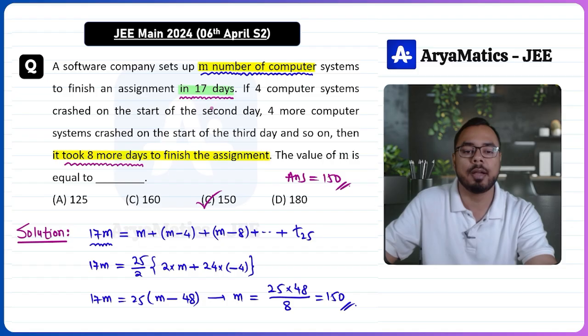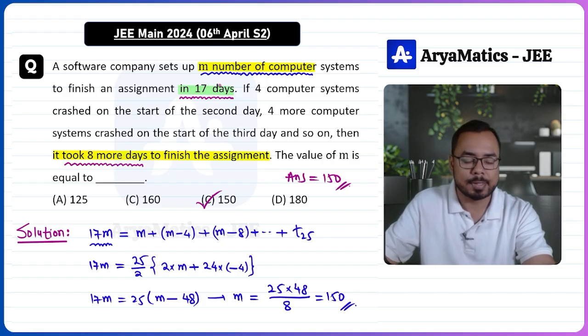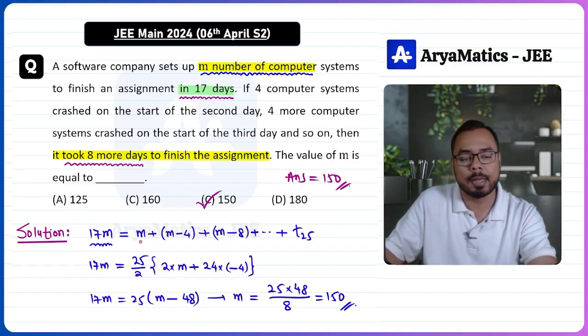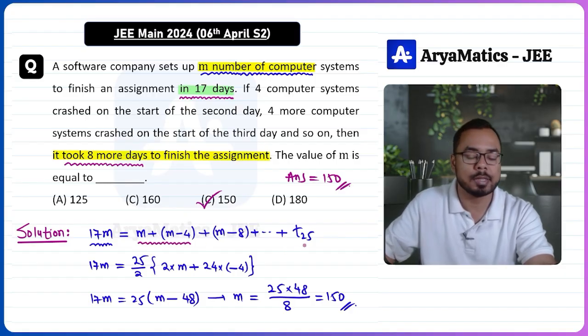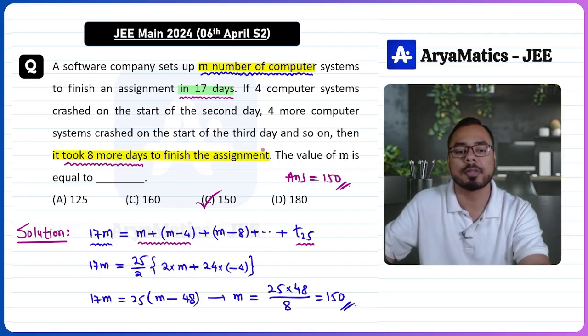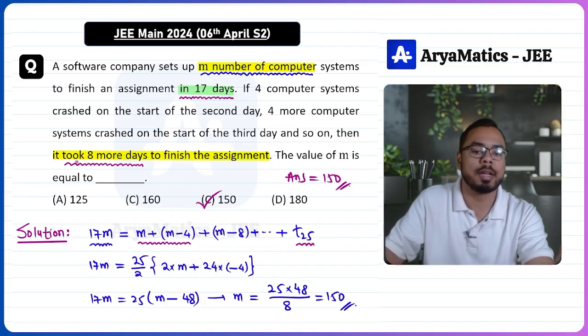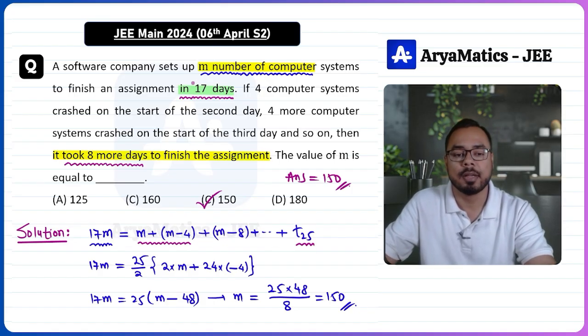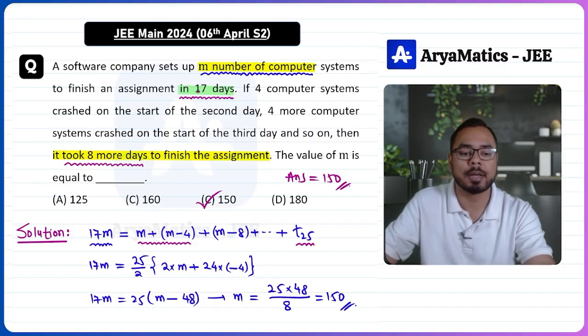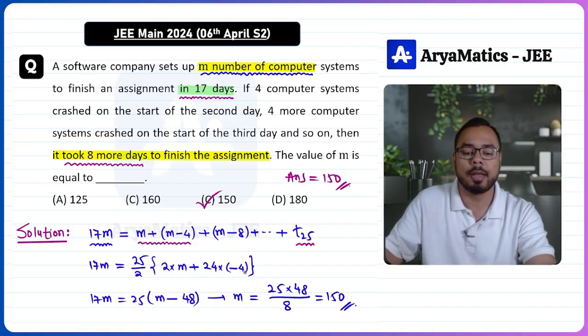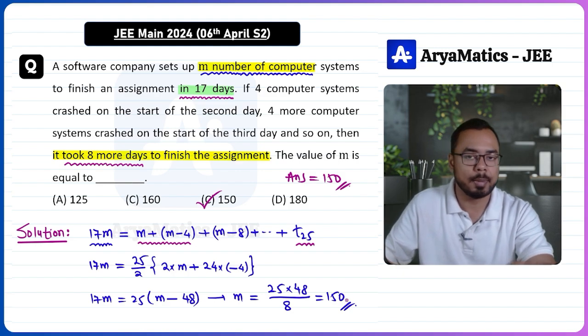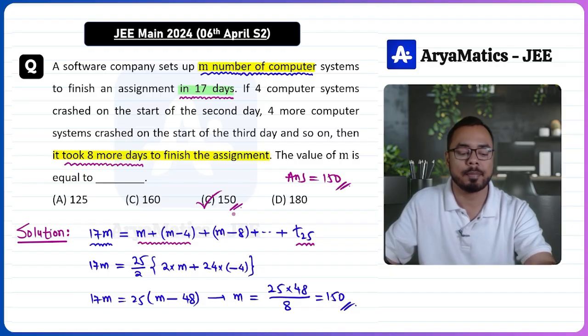Number of computers required to complete the assignment in one single day, 17m, and this should be m plus m minus 4 plus m minus 8 and so on up to 25 terms, because now it will take a total of 25 days to complete the assignment. 17 days in the beginning it was expected, and then another 8 extra days. After solving for m, we got m as 150, and hence the correct answer for this problem is the third option.